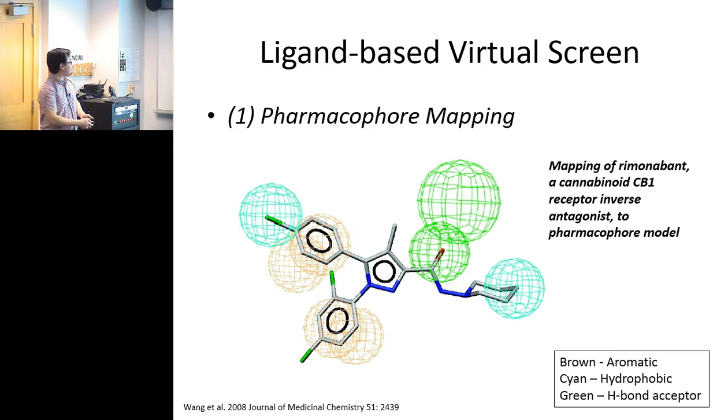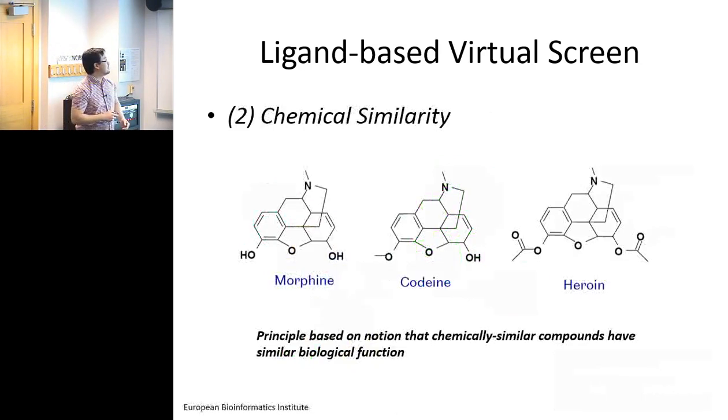Now, another way is by just chemical similarity, which is similar to the previous one, but instead of using pharmacophores, we use other methods to help abstract our ligands, our chemicals. This principle is essentially based on the fact that if you have compounds with similar structure, then you're probably going to have a similar function, essentially.